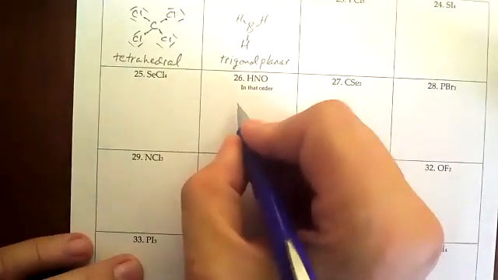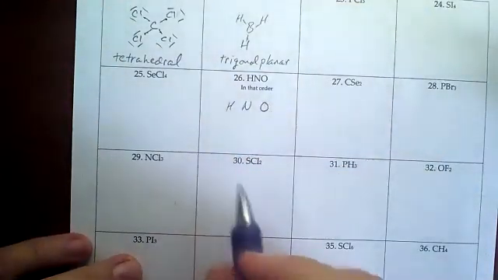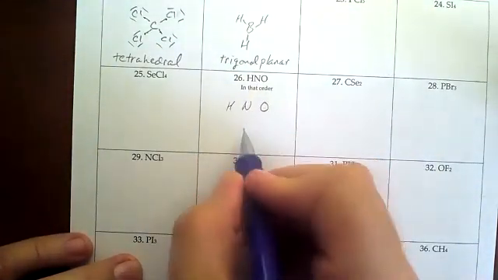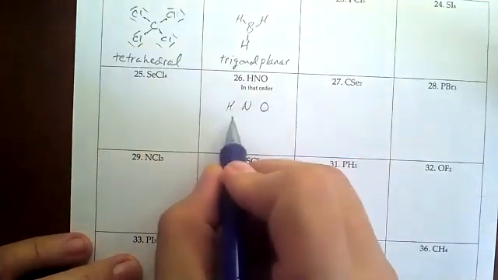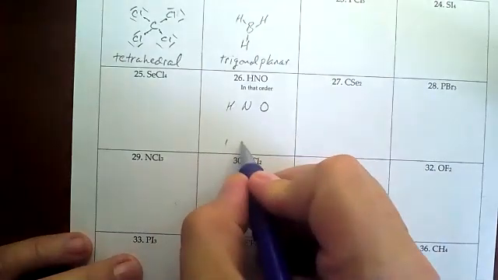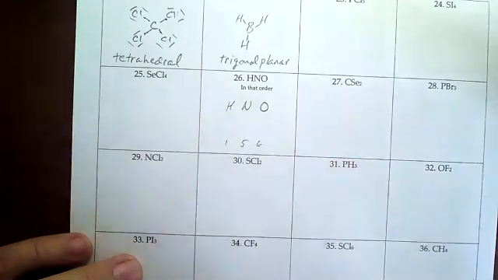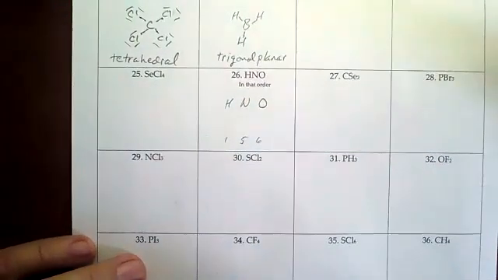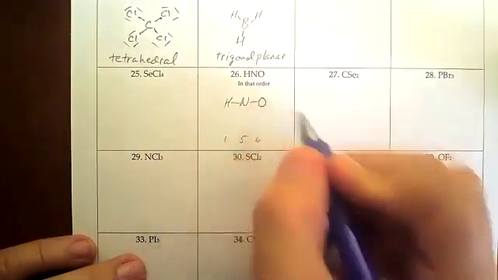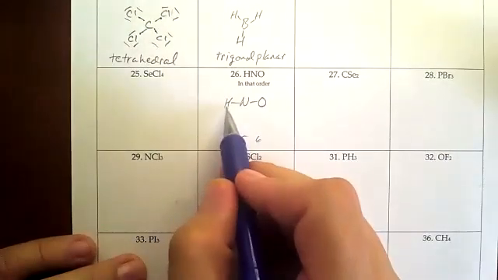How about HNO? In that order, by the way. The H is not on the O. It's this way. So H is a 1, nitrogen is a 5, and oxygen is a 6. So we get 12 valence electrons. So how about 2, 4? Leaving me 8, and they sure don't go on hydrogen.